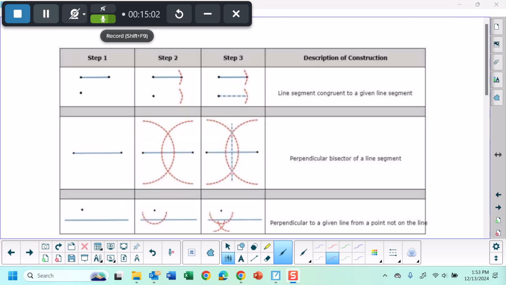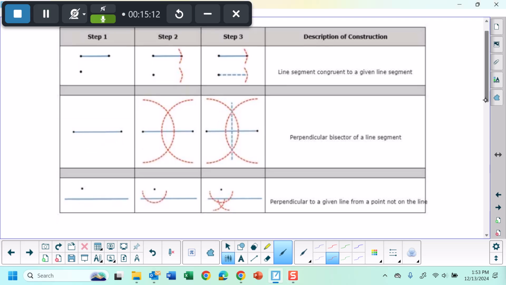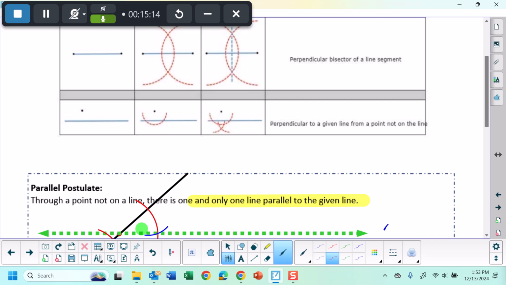You have these steps 1, 2, and 3 of the different constructions. A line segment congruent to a given line segment, a perpendicular bisector of a line, but now it's interesting, this one makes sense to us, where we have a perpendicular to a line given from a point not on the line. Check out what they did here, they made their own segment, and then perpendicularly bisected that segment. That's all you need to do on that one.